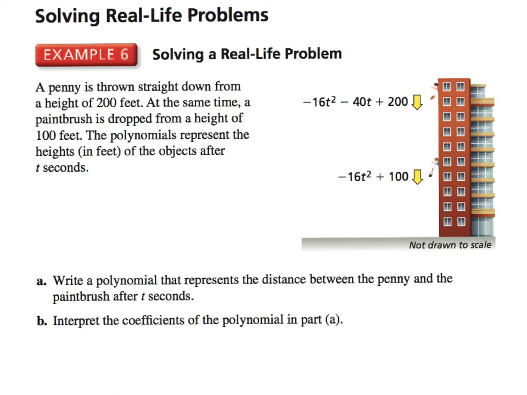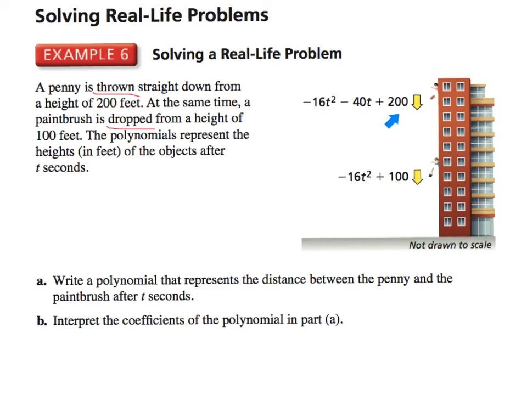So in example 6, our last example, a penny is thrown straight down at a height of 200 feet. At the same time, a paintbrush is dropped. Notice the difference. This penny is thrown. The paintbrush is only dropped. From a height of 100 feet. The polynomials represent the heights in feet of the object after t seconds.